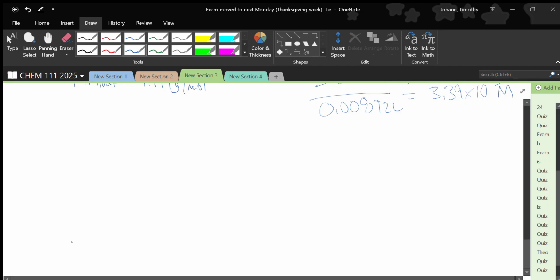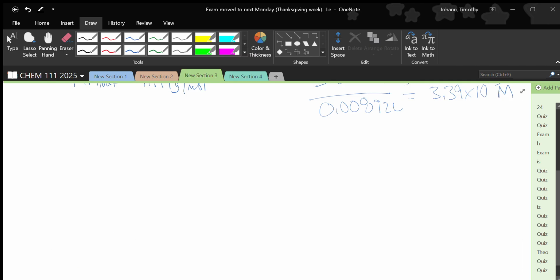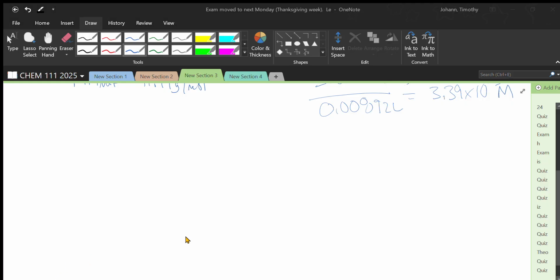Other questions? All right, let's look at another one of these. Let's actually do one that is full solution stoichiometry. Hopefully we can find it okay. Carbonic acid. Okay, so this is not a percent yield, but it is a good one.